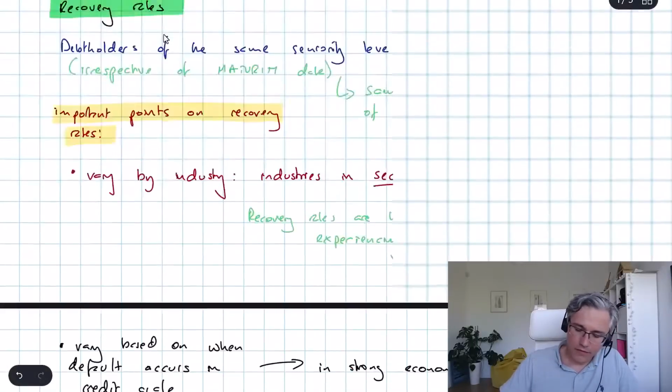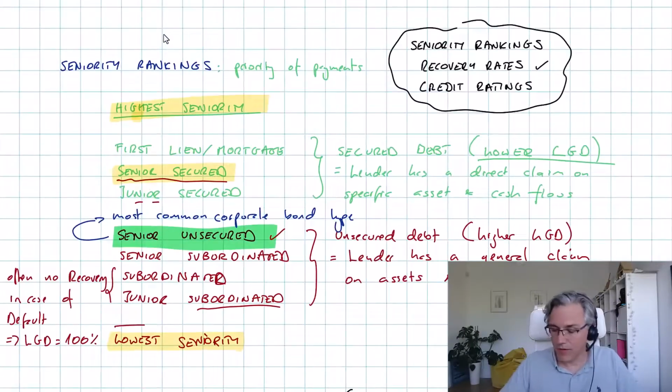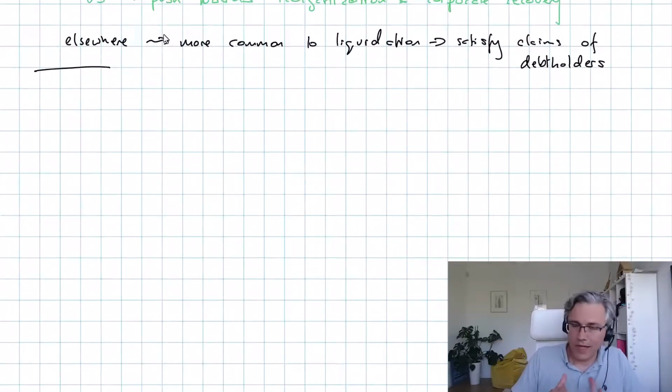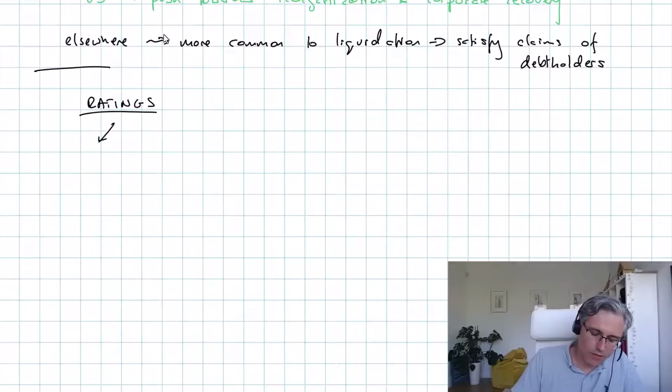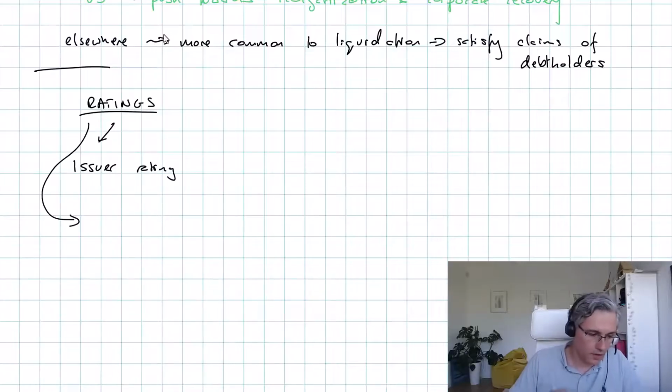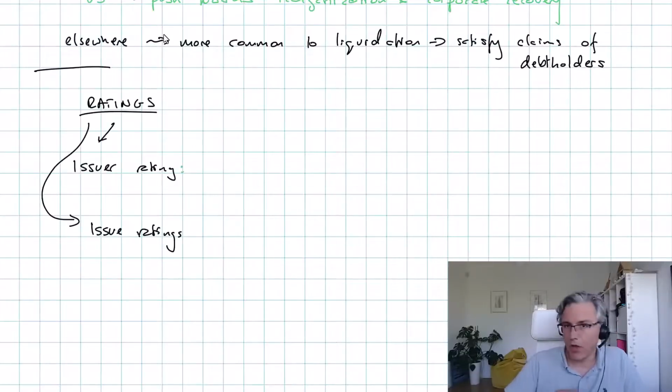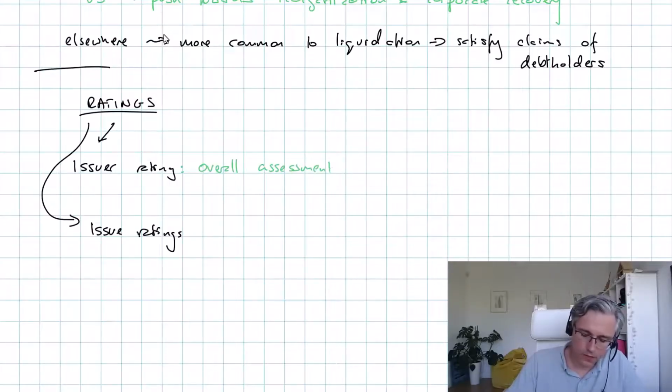Good. Now, the final topic on this list was credit ratings, and we're going to talk about it now. However, the essence of it is that ratings come in two forms. We're going to have the issuer rating and ratings provided for specific issues. So issue ratings meaning specific notes or specific bonds. So the issuer rating is an overall assessment of the issuer's credit quality.